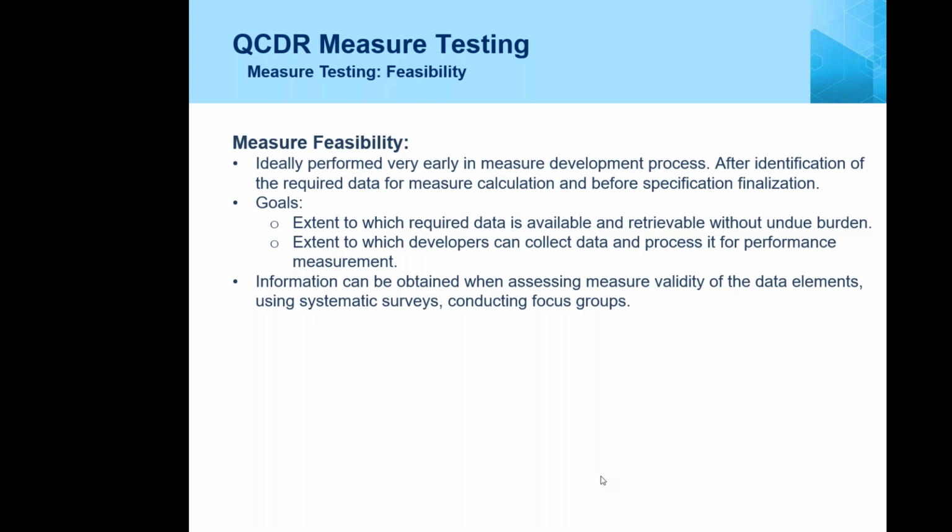The goal of feasibility is to determine the extent to which required data is available and retrievable without undue burden. And it's the extent to which the developers can collect data and process it for performance measurement. Information can be obtained various ways, such as using systematic surveys or conducting focus groups.